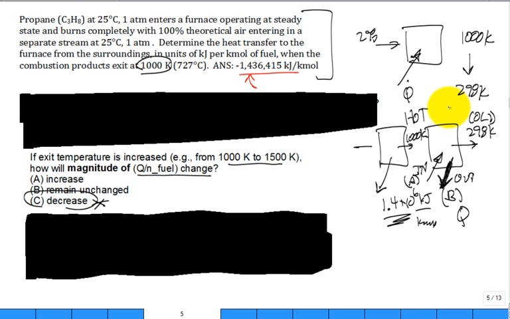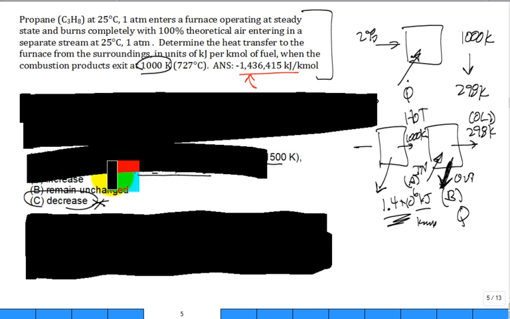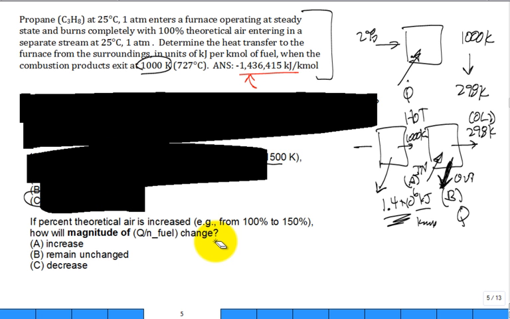All right, this one's actually a little more challenging. You don't want that, do we? But hey, let's try it anyway. Cover it up. All right. If the percent theoretical error is increased, say it goes from 100% theoretical error to 150% theoretical error, what does that mean? We're bringing in more air than needed, more oxygen, more nitrogen than needed. How will the magnitude of Q, how will that heat out of the combustion chamber, how will it change? Will it increase, remain unchanged, or decrease?